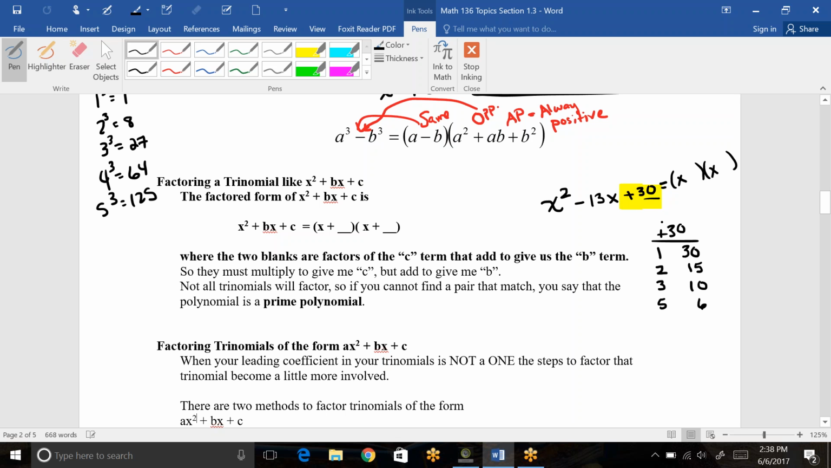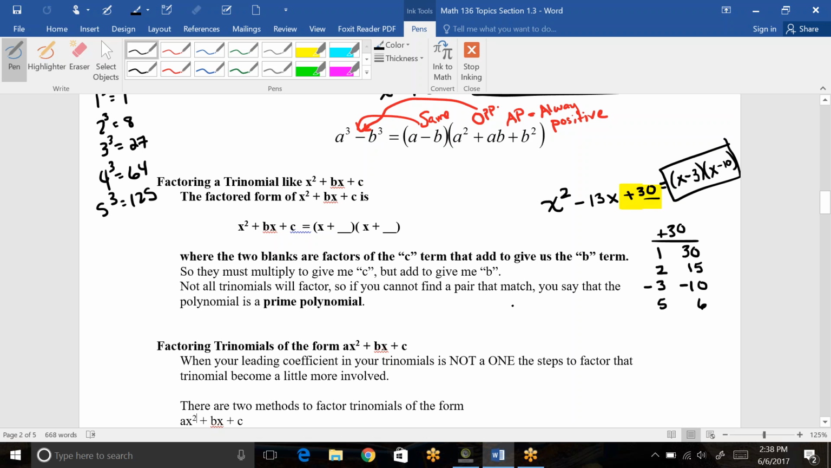Now, this has to multiply to positive 30 but add to negative 13. So it looks like we need to use this pair, and they need to both be negative because negative times negative will make a positive 30, and they will both add together to make negative 13. Once you figure out the two numbers that work, you just place them into the two parentheses. So x minus 3, x minus 10.